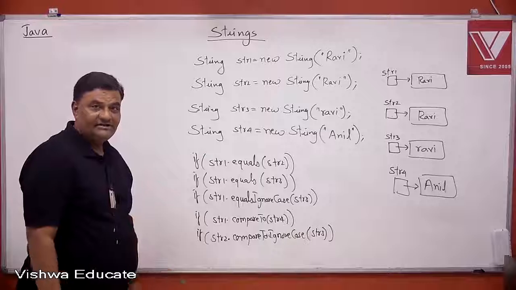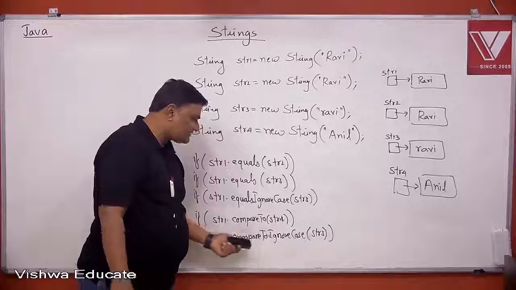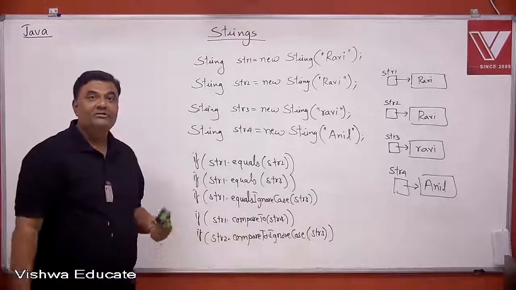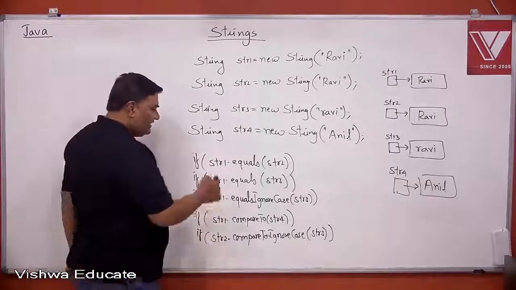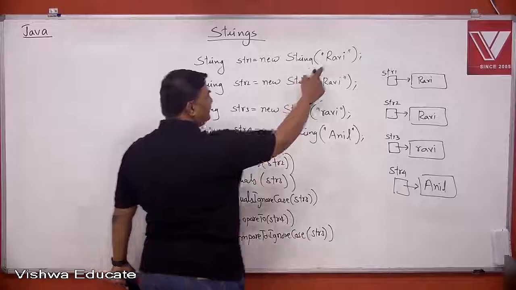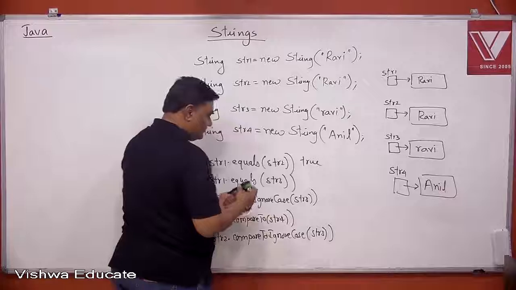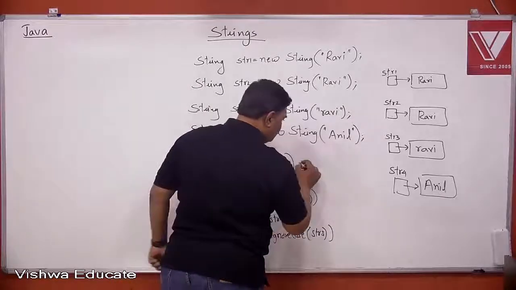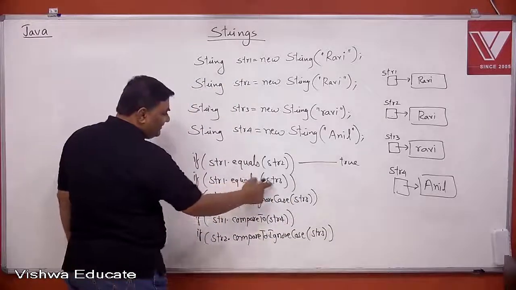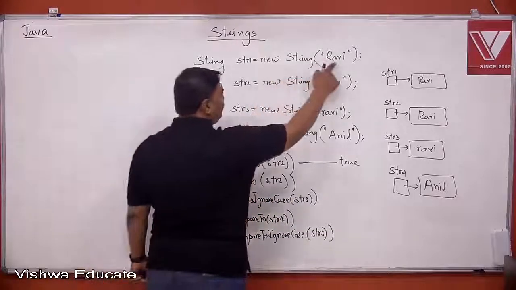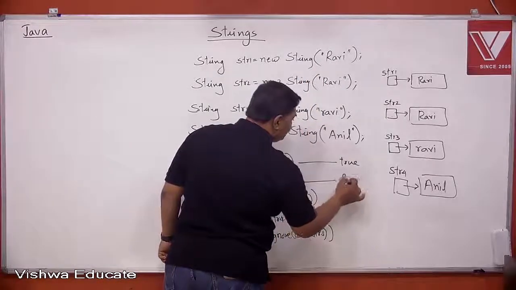I have given various conditions here, and these are the methods of a string class, and they give Boolean result, true or false. So I have used all. See, equals str1 str2, are they equal or not? Ravi Ravi, yes. So answer is true. Now str1 equals str3. str1 is Ravi, str3 is Ravi only, but r is small. So this is false.